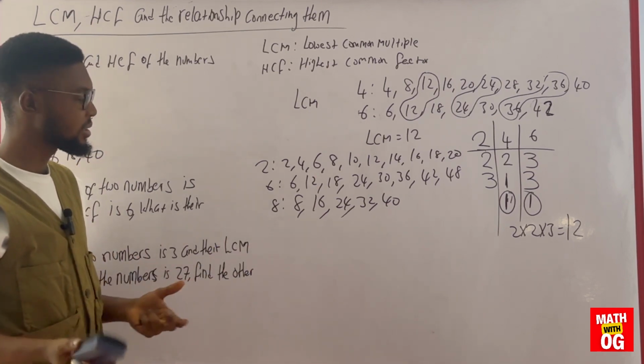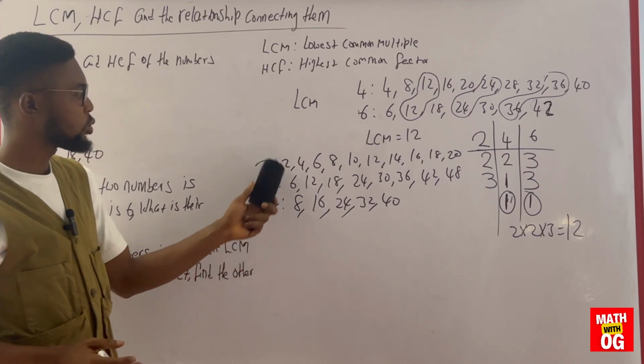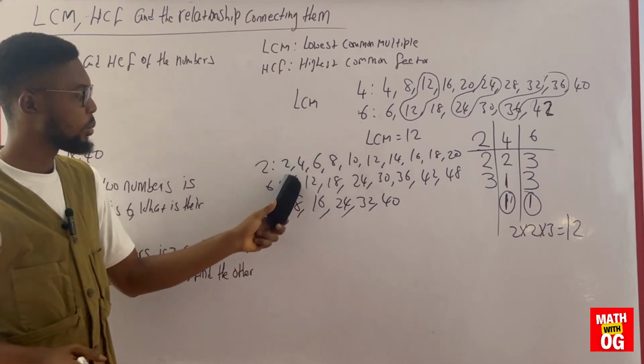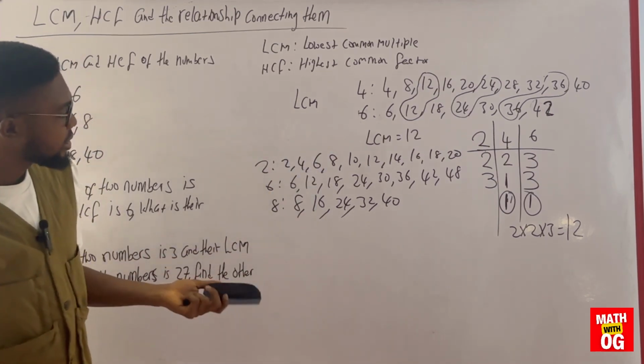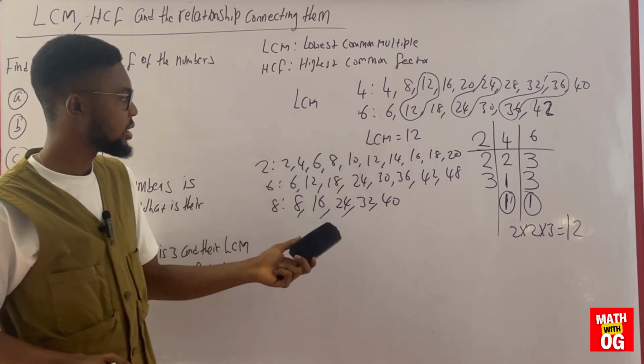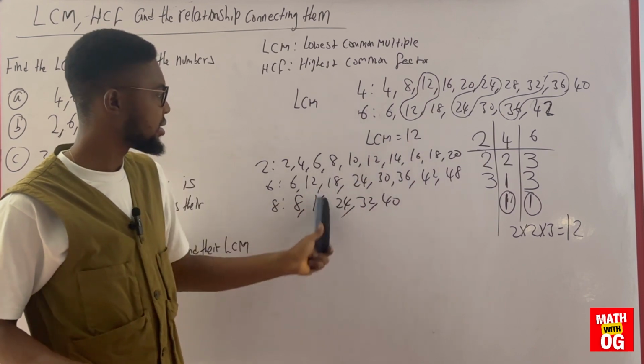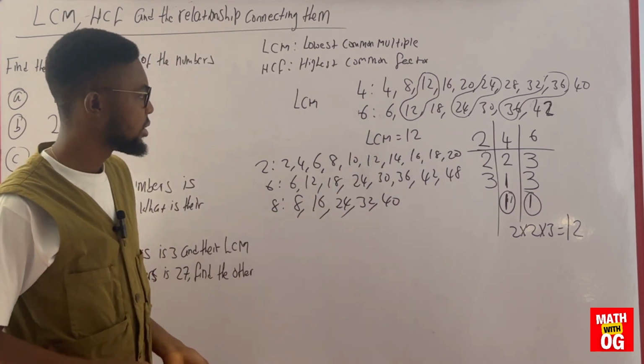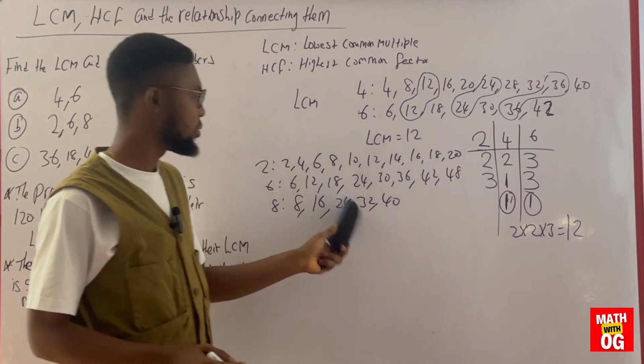It takes time, rather. So you can see here 2 is not common. 6 is common to these two, but it's not here. What else do you have? 12 is common to these two, it's not here. 8 is common to these two, it's not here. You have 16 here, 16 here, 16 is not here. You have 18, 18, no 18 here.